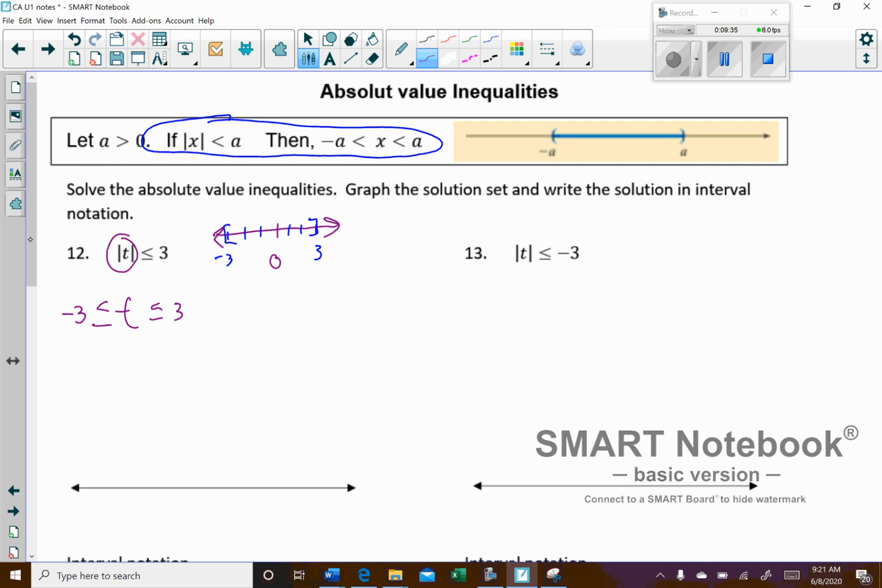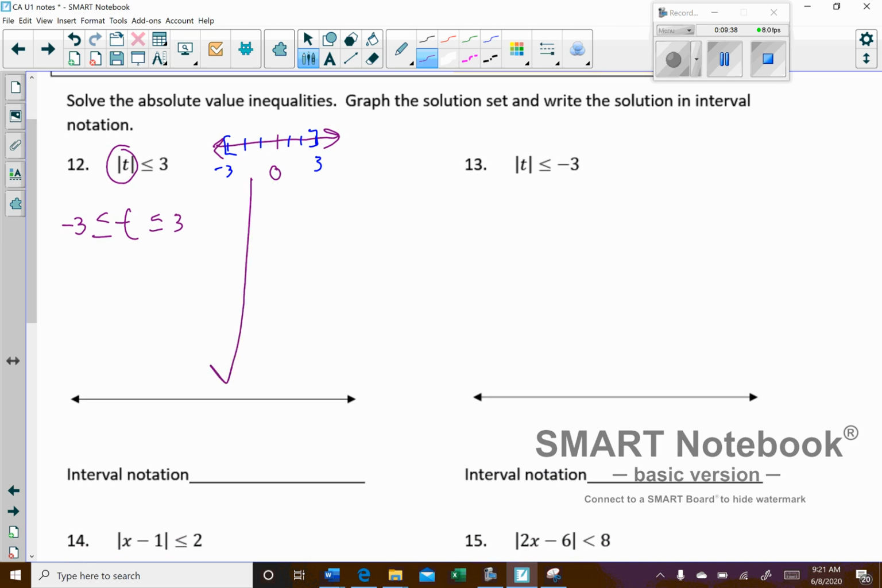Coming down here, I already did my number line. You can see that I made a generic one. Your interval notation would be from negative 3 to positive 3. Any of those values you plug in, that absolute value, that distance, is less than or equal to 3 units from 0. So make sure you understand number 12. If you're a little fuzzy on that, you might want to rewind and go over it again, because as we get on to number 14 and 15, you're going to have to rely more on the formula that we used from up above.